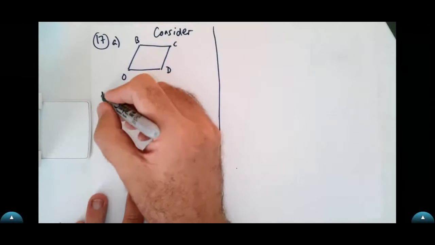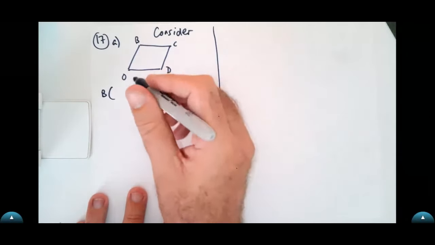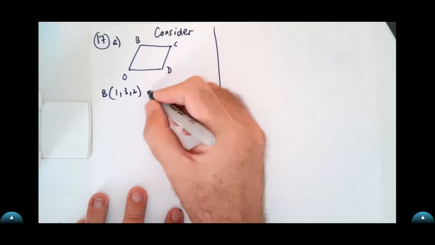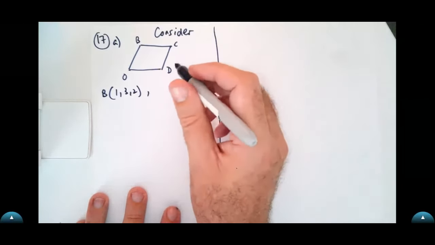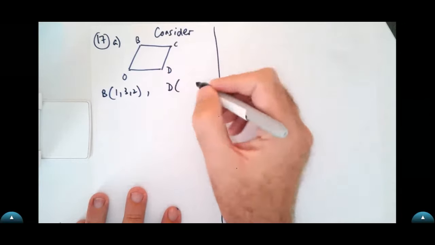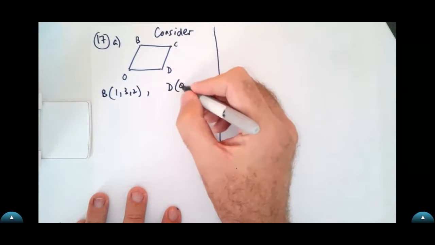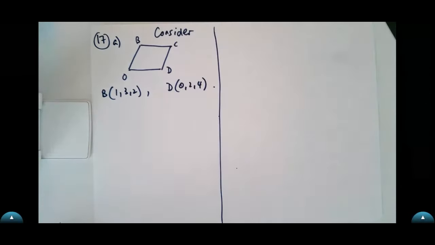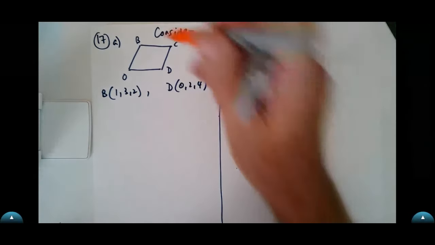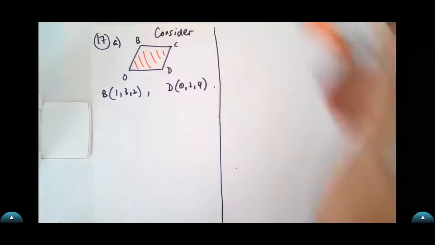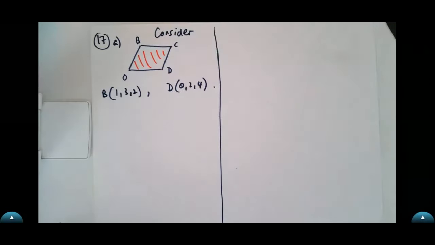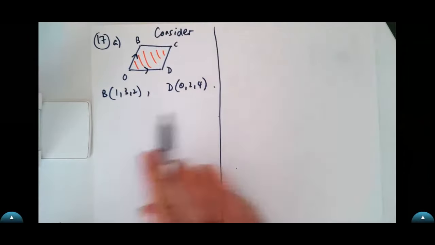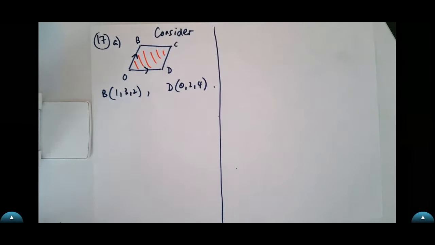And I'm going to let B be the first point, and D be the second point. Okay. And the question is, how do you compute the area of this thing? Okay, well, you've got that vector there and that vector there. They're just the position vectors in this picture.